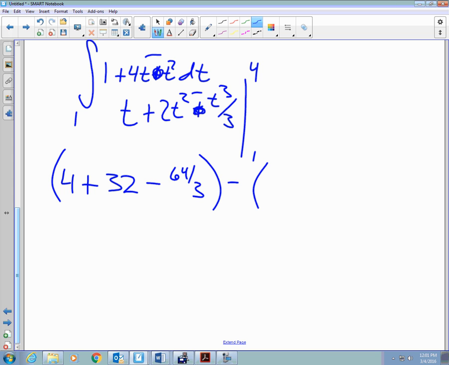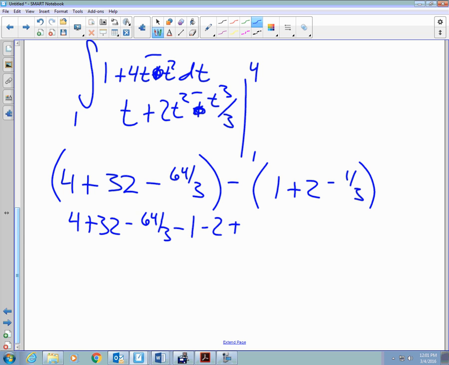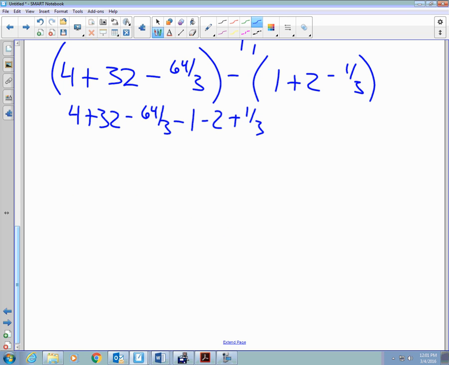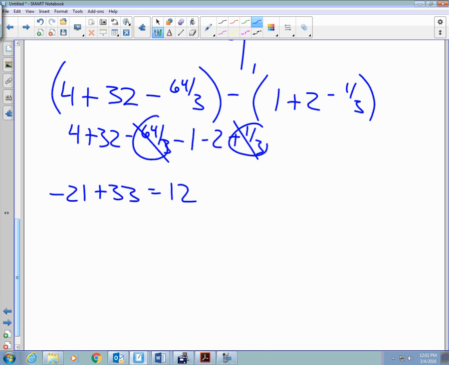Now I plug in 1. And I get 1 plus 2 minus the third. What's negative 64 thirds plus 1 third? Negative 63 over 3, which is negative 21. 4 plus 32 is 36. Minus 1 minus 2 is 33. So that means that the displacement is 12 miles.